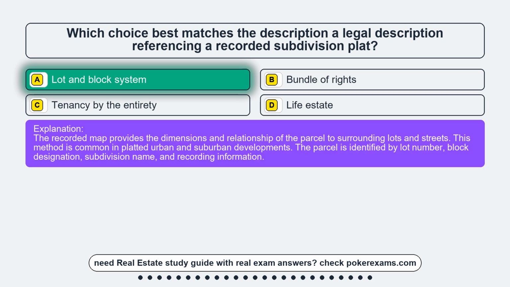The recorded map provides the dimensions and relationship of the parcel to surrounding lots and streets. This method is common in platted urban and suburban developments. The parcel is identified by lot number, block designation, subdivision name, and recording information.